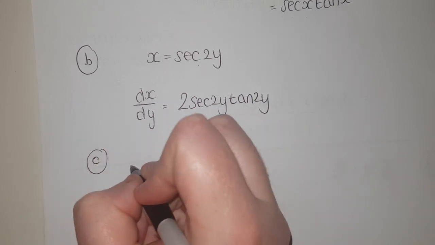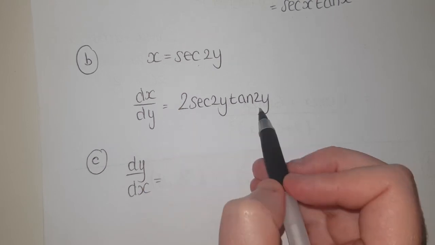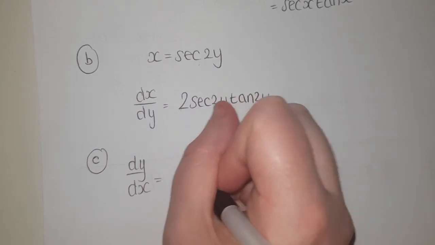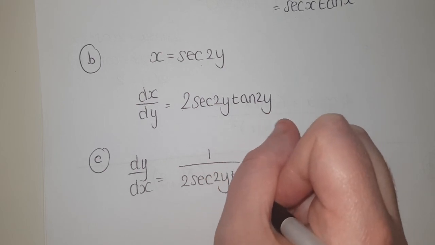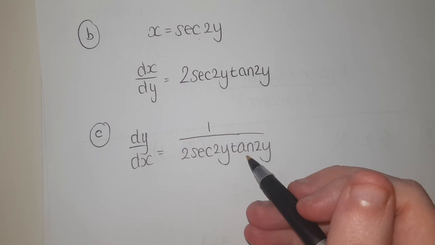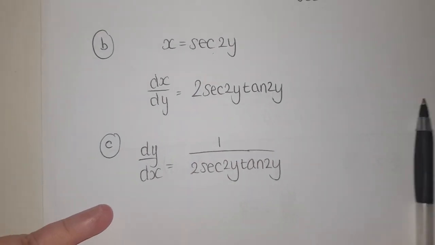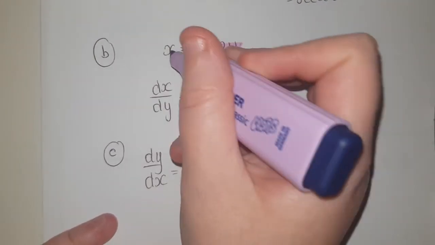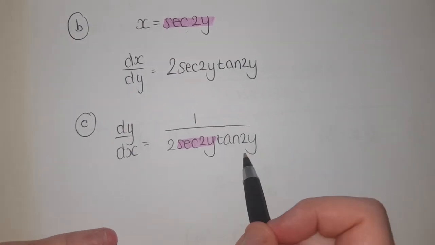This one a little bit trickier. You want dy by dx. So if this is dx by dy, then dy by dx is 1 over that answer. But they want it in terms of x. So we need to eliminate the two y terms. Now, this first one, I know that sec 2y is just x. So I can replace that with x. That bit's nice and easy to deal with. The second bit is a little bit trickier.